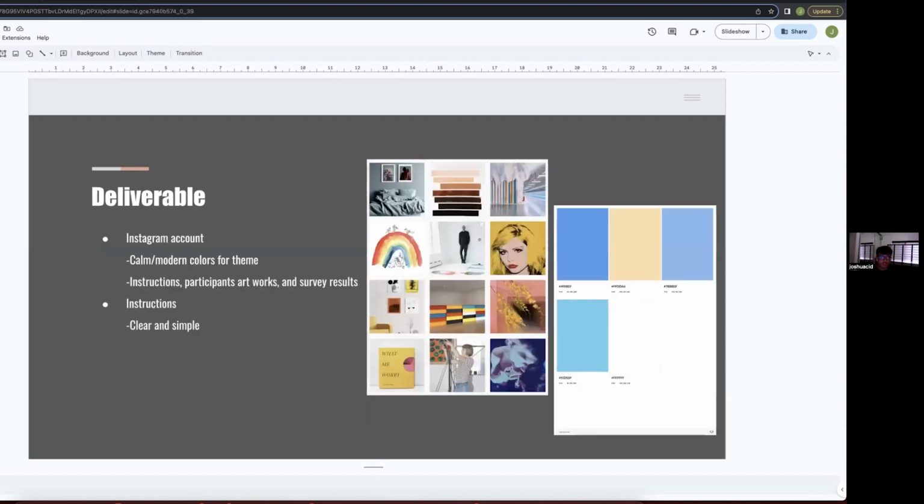All right, so speaking of that, this is the general idea of how the Instagram page will look. It's gonna have calm and modern colors to set the mood of peace. It will also include the instructions or prompts of the activity, which I'm looking to make clear and simple, allowing the activity to be fun and easy to follow and do. And the page will, of course, include the participants' artworks and final results of their surveys.